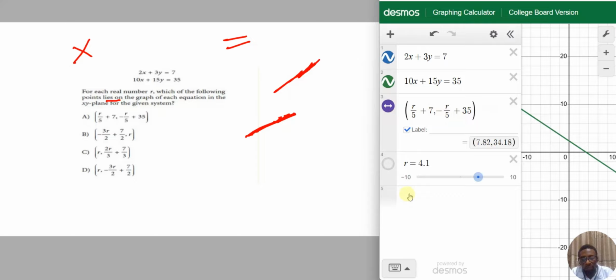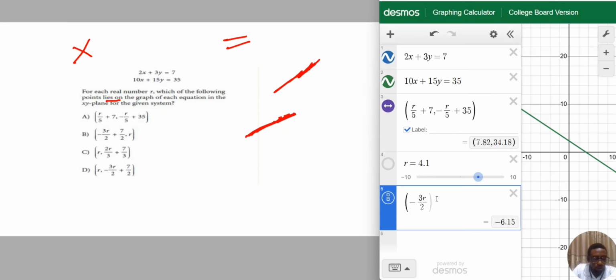So let's type option B, because the point has to lie on the graph. Option B is minus 3r over 2 plus 7 over 2, comma r. For option B, you can see when r is 4.1, the point is minus 2.65, 4.1. It's lying on the graph.